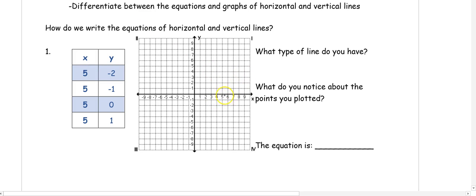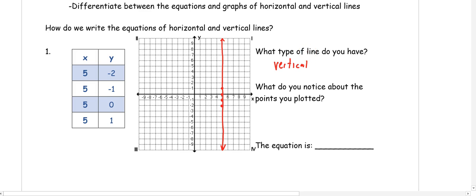So we have 5, -2, 5, -1, 5, 0, and 5, 1. So I noticed that my line that I would draw would be going through all of these points, which would be a vertical line. So what kind of line do we have? If it's going up and down, that's a vertical line.